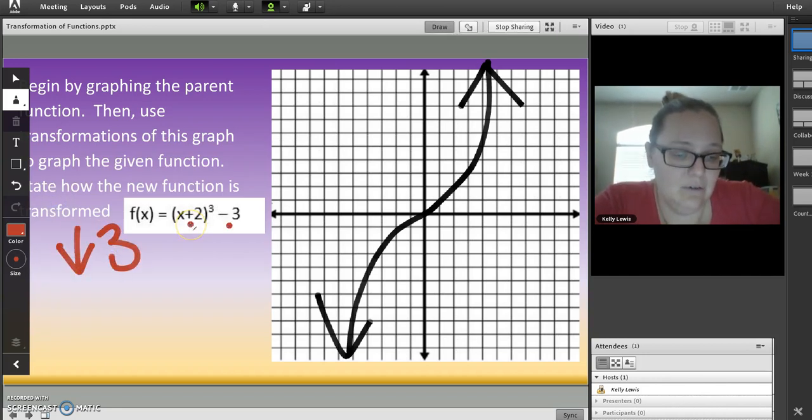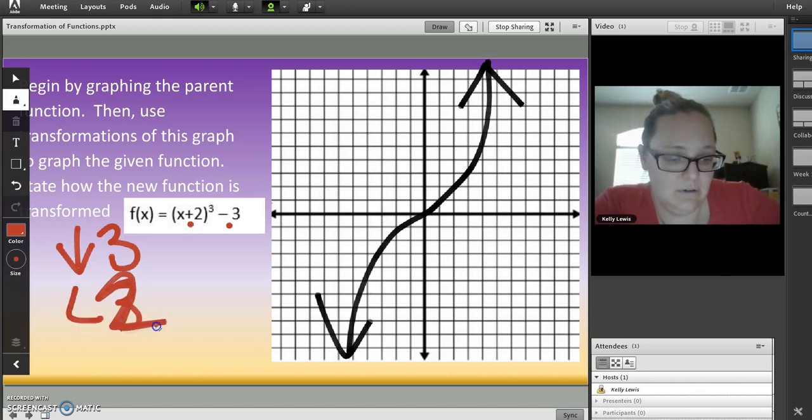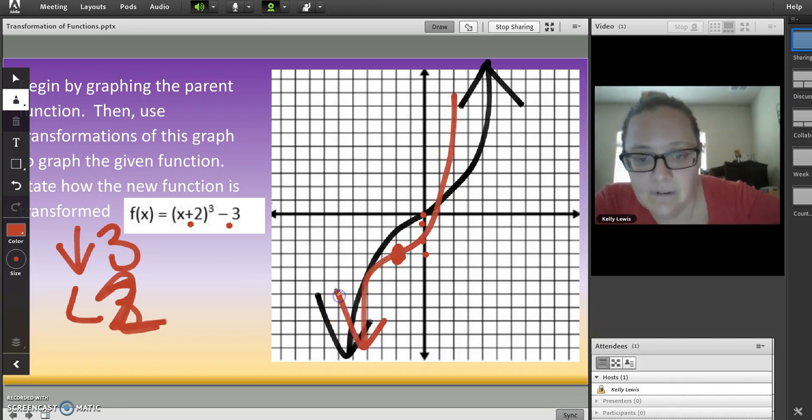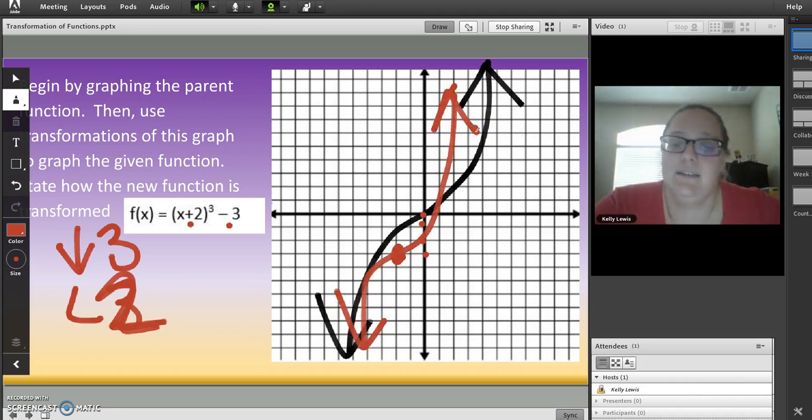And so this guy, he's going to move down 3 because of that. And then he's going to go, not right, he's going to go left 2. All right. 1, 2, 3, left 2. So right here is our new point. So the red is how he transformed, how he moved.